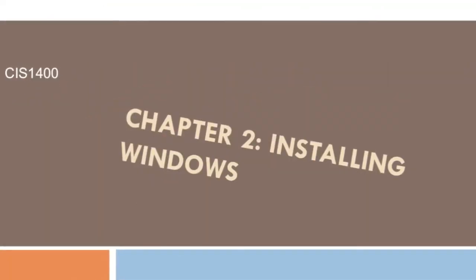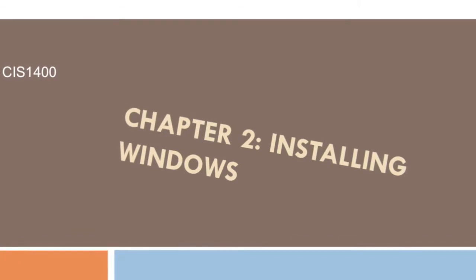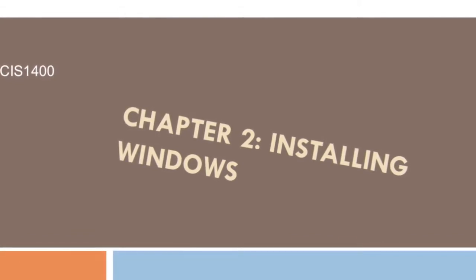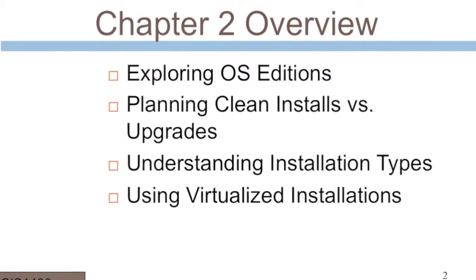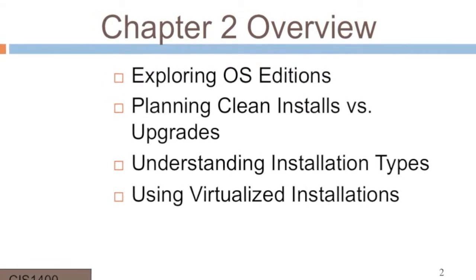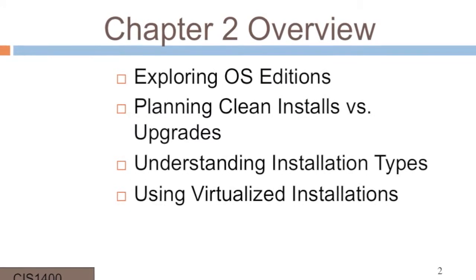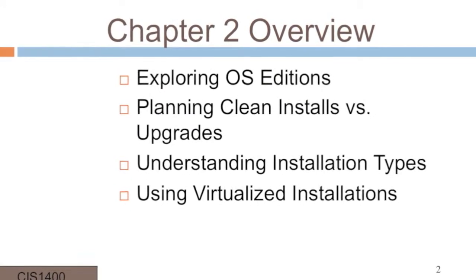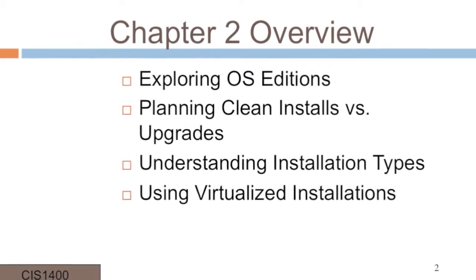This is an introductory video to Chapter 2 on installing Windows. Here's an overview to Chapter 2. We'll be looking at exploring OS editions, planning clean installs versus upgrades, understanding installation types, and using virtualized installations.